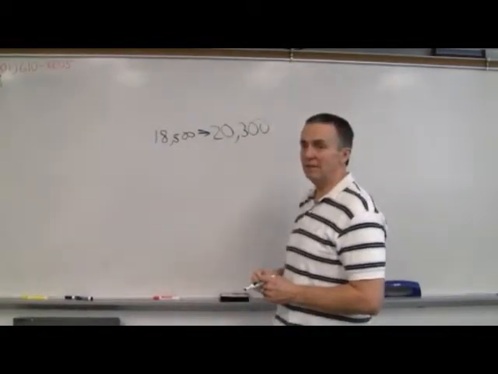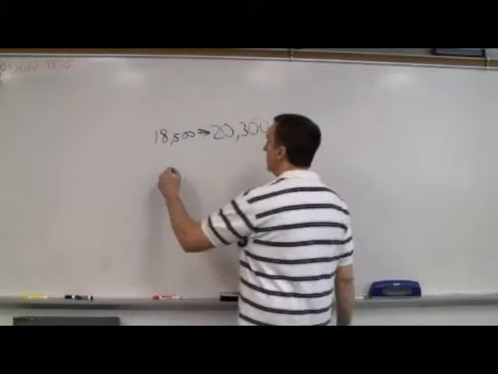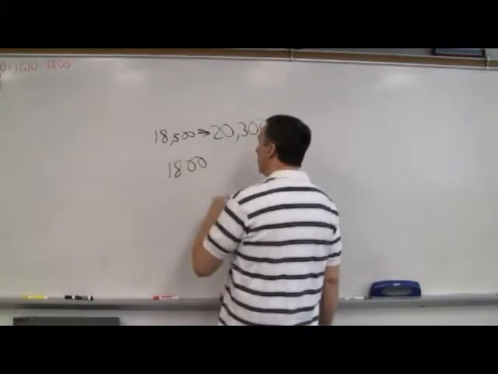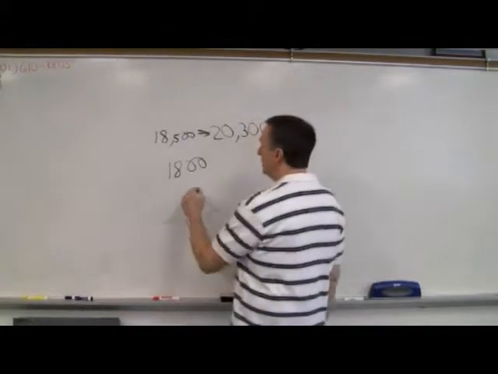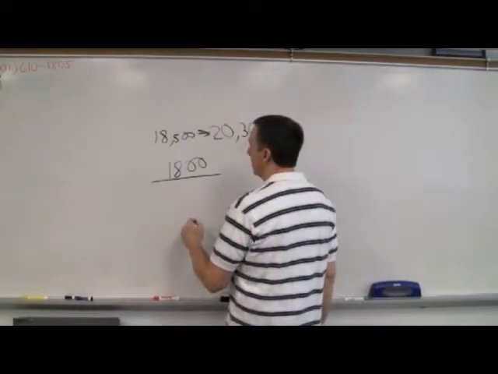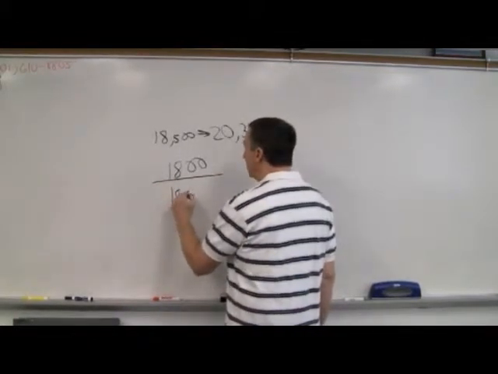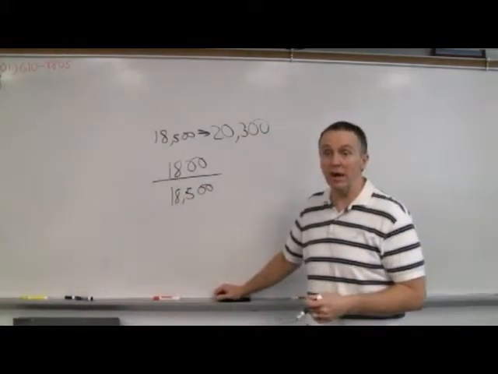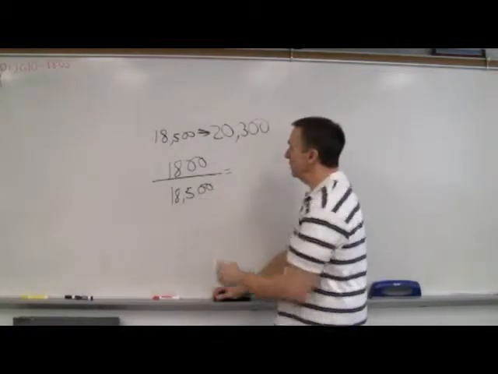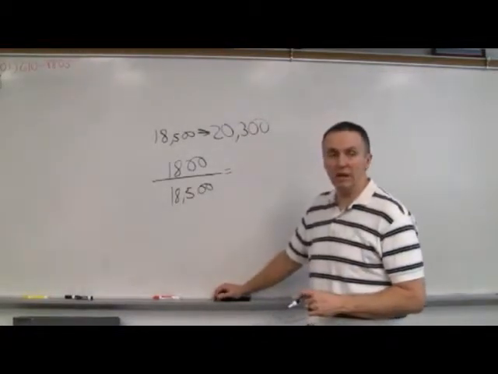Right, how much is that? $1,800 increase. That's the portion. What's the base? 18,500. We're asking what's the percentage increase based on the original price? So what is $1,800 on an $18,500 price?